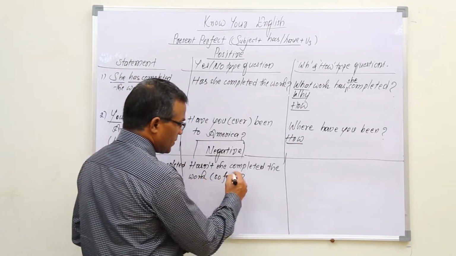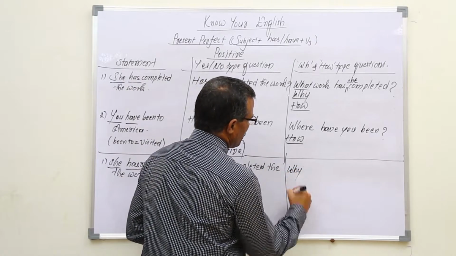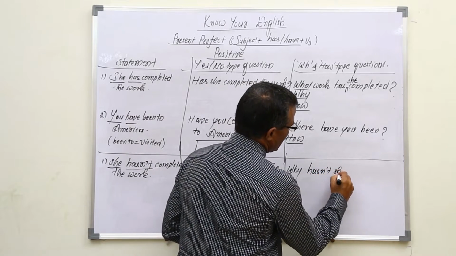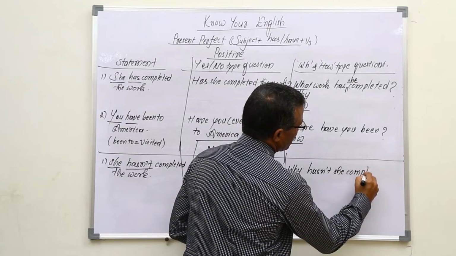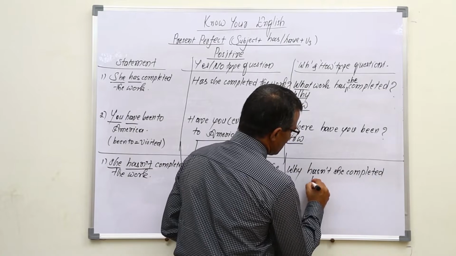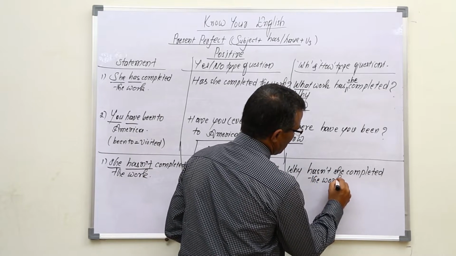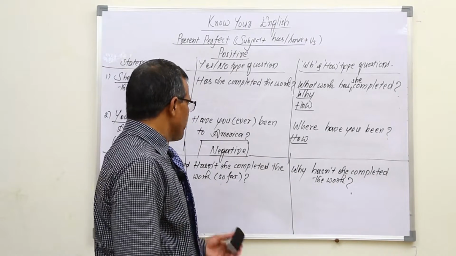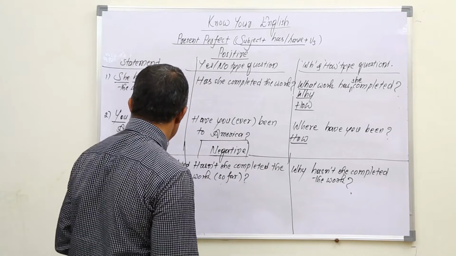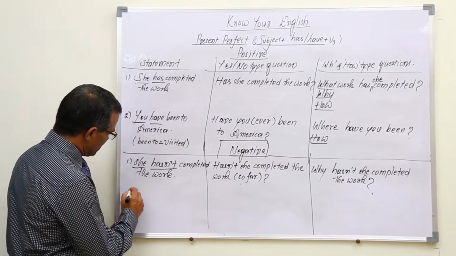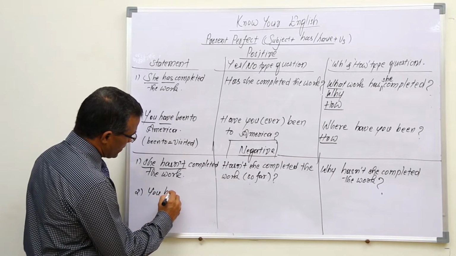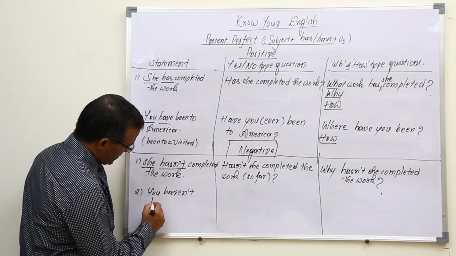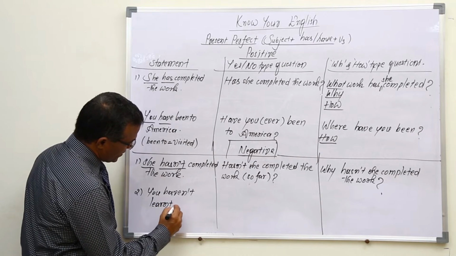And just before this, if we use why hasn't she? Why hasn't she completed the work? This is the question. Why hasn't she completed the work? In this way, we can put questions in negative way also. For example, one more example let us take. You haven't learned English.